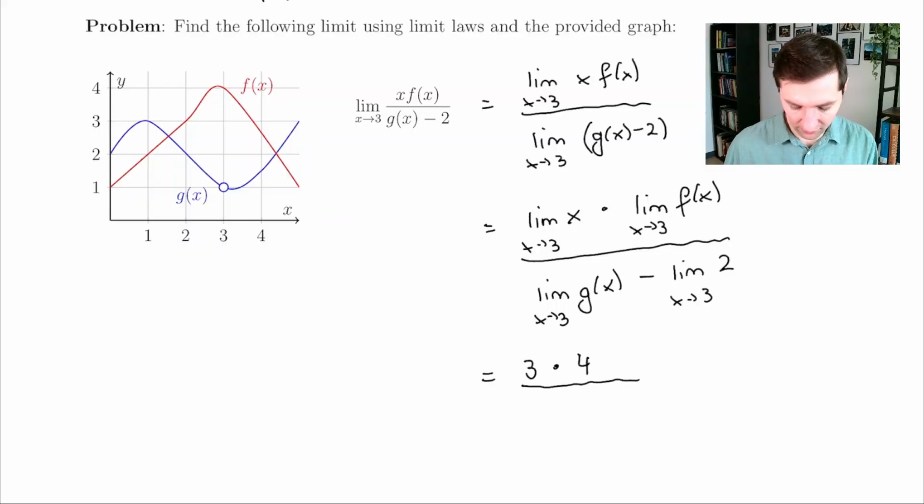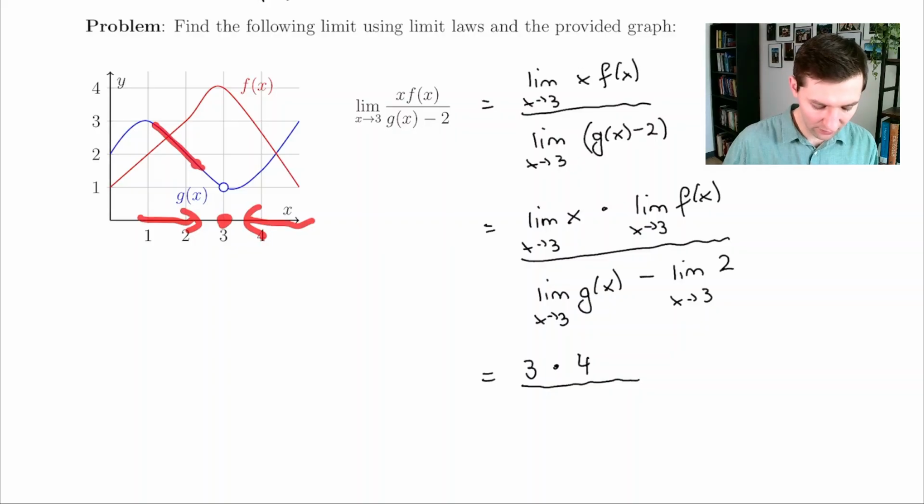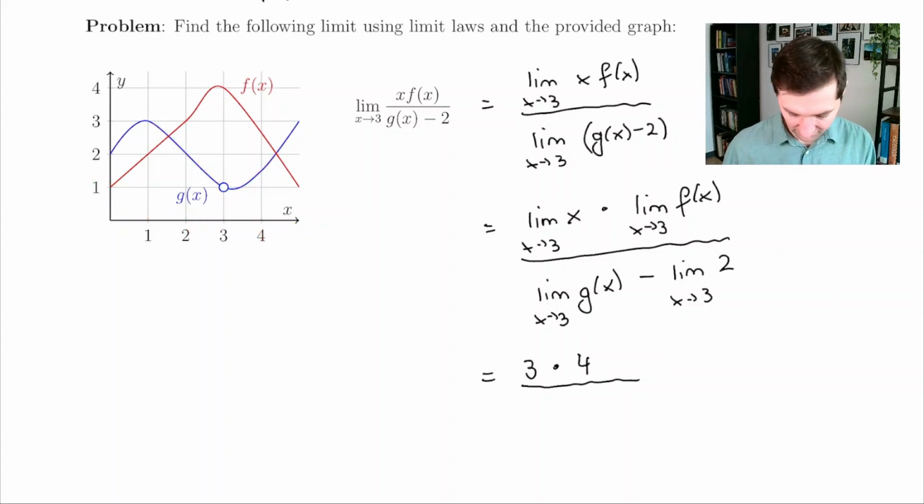In the denominator, I read the limit of the function g of x as x goes to 3 from the graph. I find x equal to 3 on the x-axis. I approach it from the left and from the right. I draw the corresponding arrows on the graph of the function. And those arrows point toward a point with the y-coordinate of 1. So the limit of g of x is 1. The limit of 2 is 2. That's just a basic limit. Altogether, I get 12 divided by -1, which is -12.